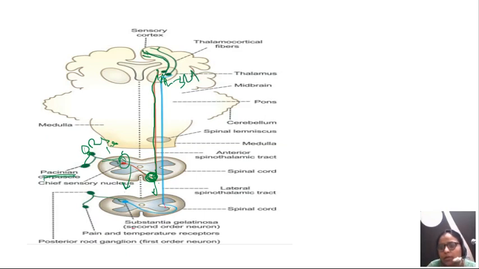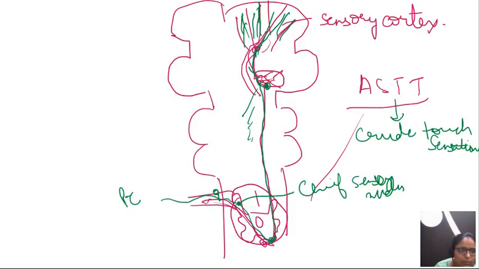Any difficulty in this? You don't need to remember anything, you just have to understand it. If you really understand it, you don't need to memorize it. It is very easy. I have to clear one more term, the spinal lemniscus. What is the spinal lemniscus? I will first cover the dorsal spinocerebellar tract, then I will explain what the spinal lemniscus is. Fine.